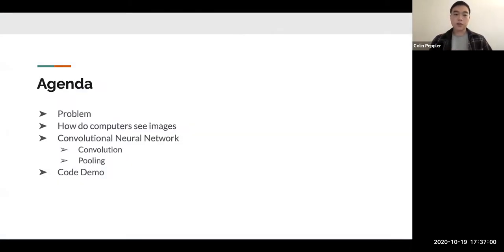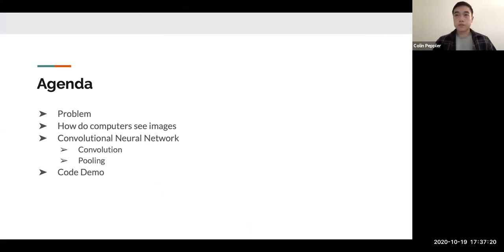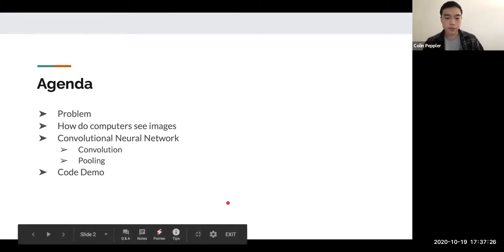For the agenda, I will explain the problem, which I kind of just touched on, and show you guys how computers see images. Then we'll get into the convolutional neural network, which is what we're really trying to discuss today. And then I'll do a code demonstration. I could also do the code demonstration from scratch and walk step by step for you guys, or we can just go over it, whatever you guys prefer.